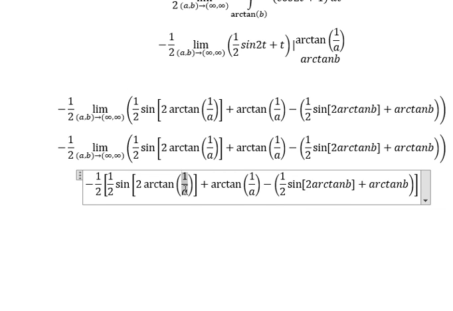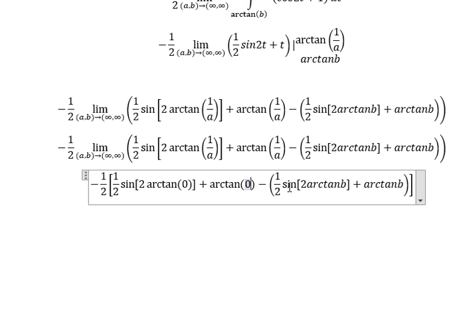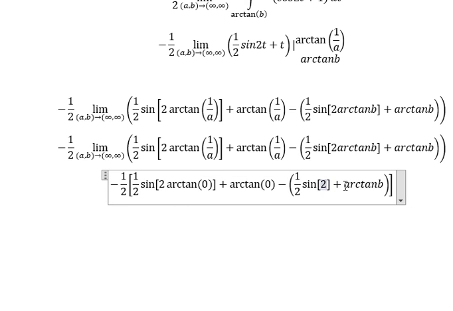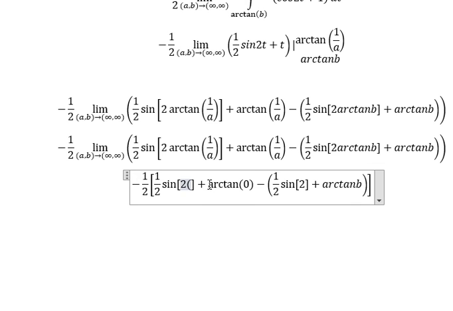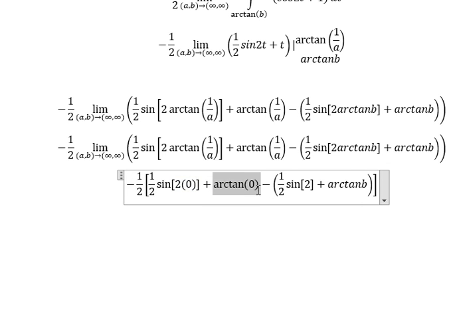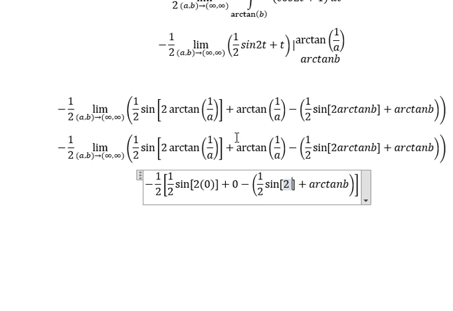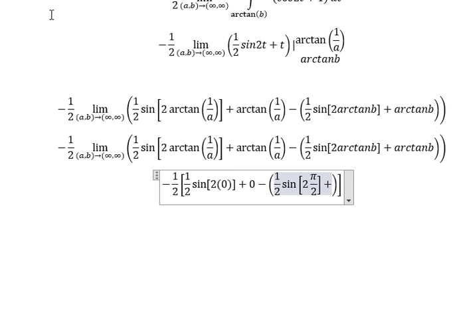So this one we have 0, 0. This one we have pi over 2. Arctan of 0, we have 0 in here. This one we have pi over 2 in here. And this one we have pi over 2.